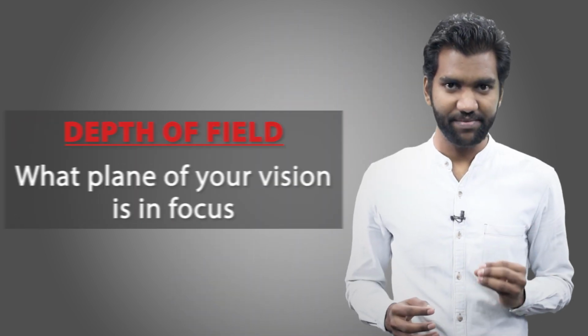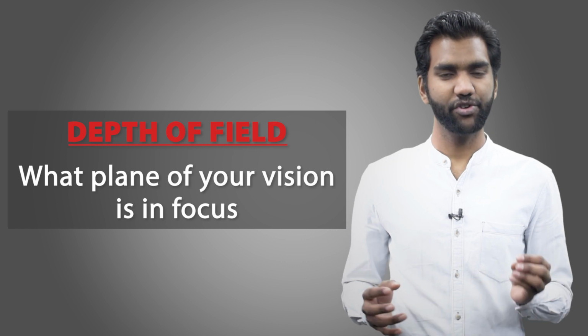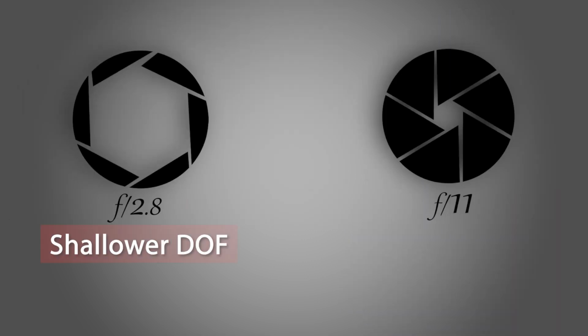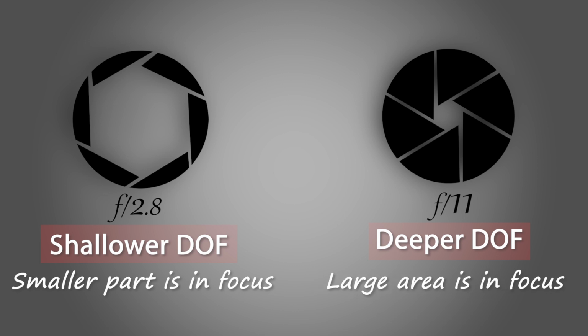One other thing with aperture, your aperture also affects other things like depth of field, which we will cover more in depth in the upcoming videos of this course. Very briefly, the depth of field is how much is in focus. What plane of your vision is in focus. A wide open aperture has a shallower depth of field, meaning a smaller part of your scene is in focus. A smaller aperture has a deeper depth of field, meaning a larger area will be in focus.